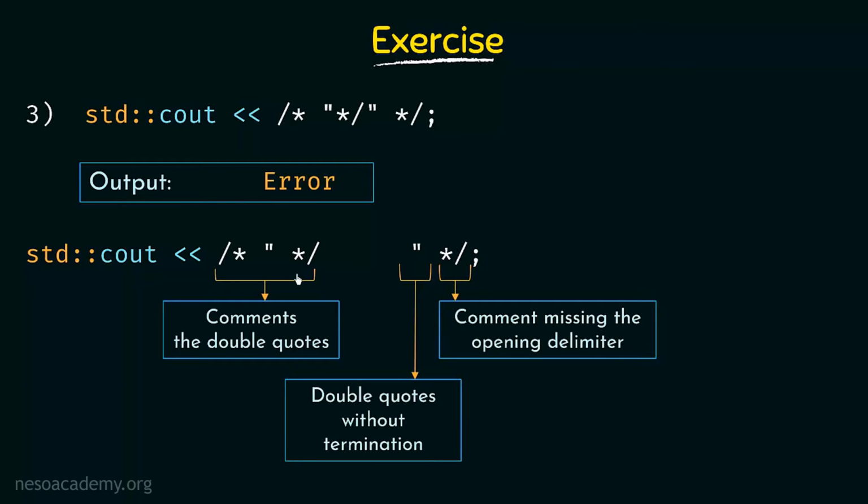Like I said, this part comments the double quote. So this double quote gets commented, and here we have a double quote without a termination, and a comment missing the opening delimiter. This is a closing delimiter, but there is no opening delimiter. Because of that, there are two unterminated expressions here, which causes the error. Now let's go back to our Visual Studio Code and see how we can fix this error.